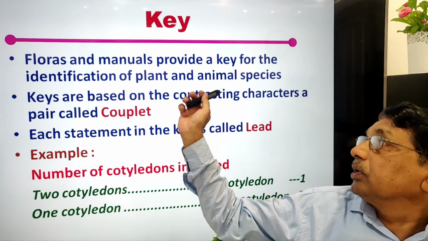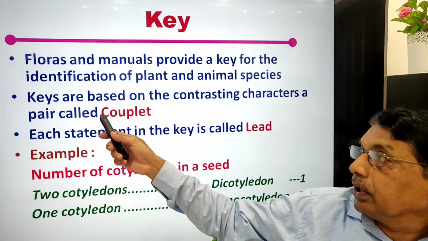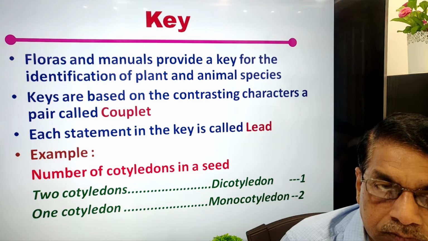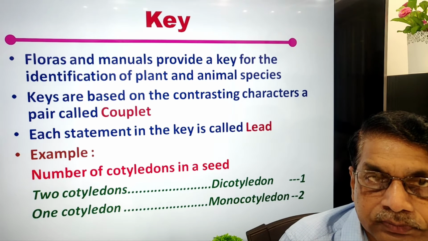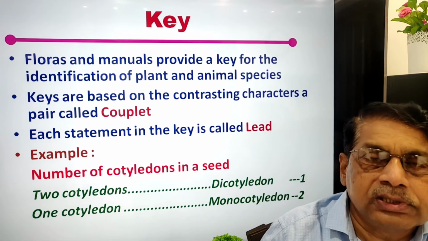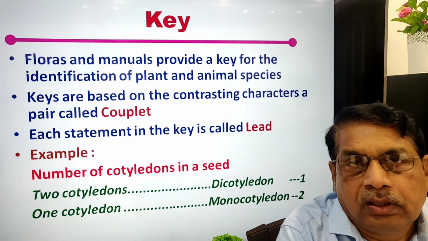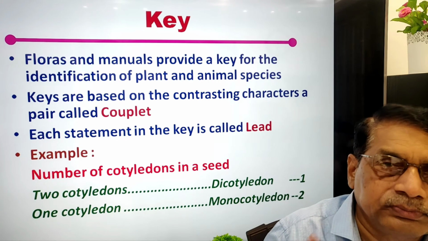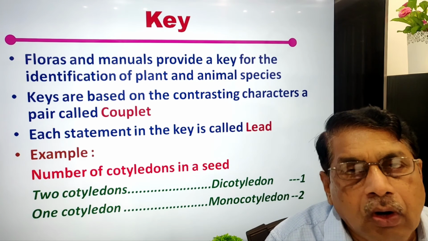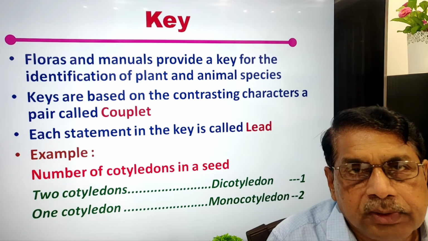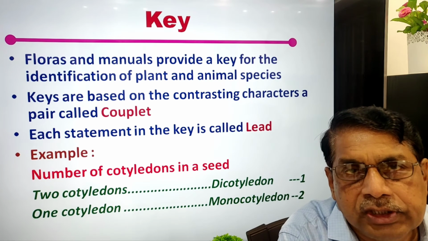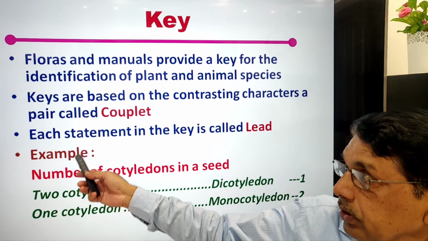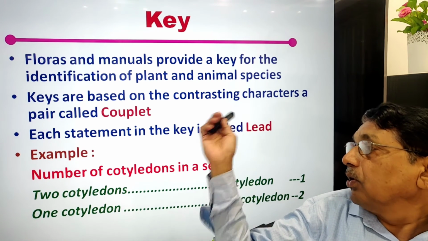Keys are based on contrasting characters in pairs called couplets. Contrasting characters: one present, another absent. This is a contrasting character. Dicotyledon, monocotyledon. Pentamerous flowers, trimerous flowers. Or metameric segmentation, or body differentiated into head, thorax, abdomen. Like that. Each statement in the key is called a lead.